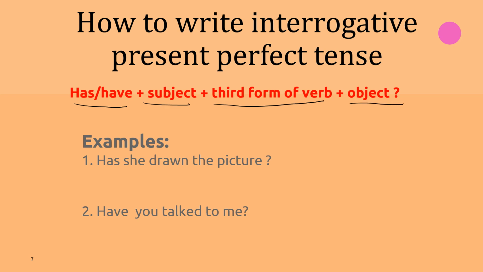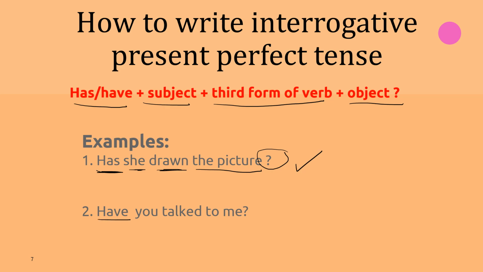Easy? We just have to add has, have at the start of the sentence. For example, has she drawn. She is the subject, drawn is the third form of the verb draw. So, has she drawn the picture, the rest of the sentence, and the question mark will make the sentence in the interrogative form.